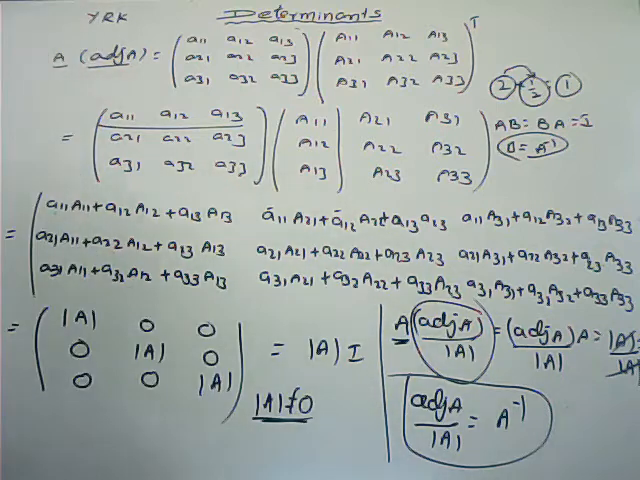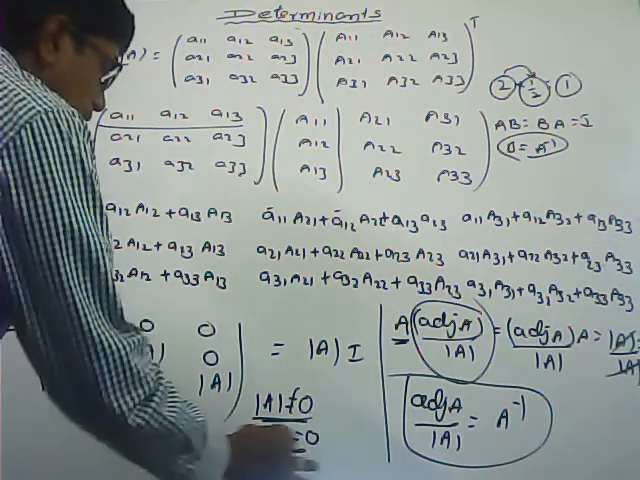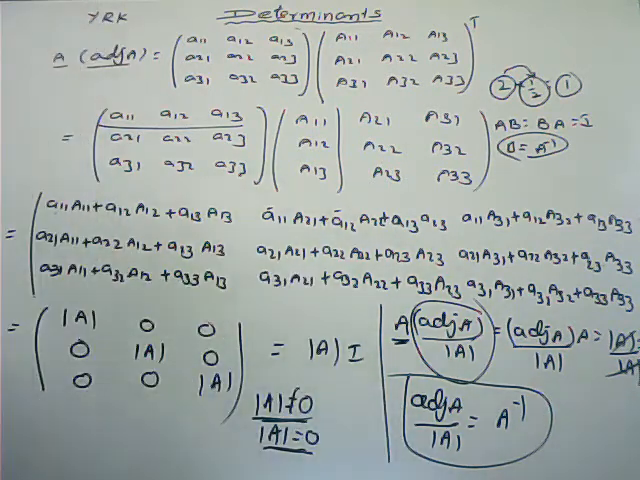If det A is not equal to 0, A is called a non-singular matrix. So inverse exists only for non-singular matrices. If det A is equal to 0, A is called a singular matrix. For singular matrices, the inverse doesn't exist.